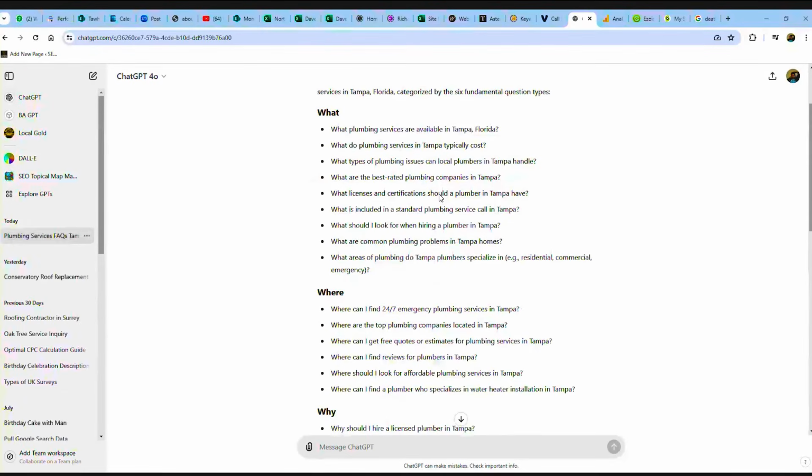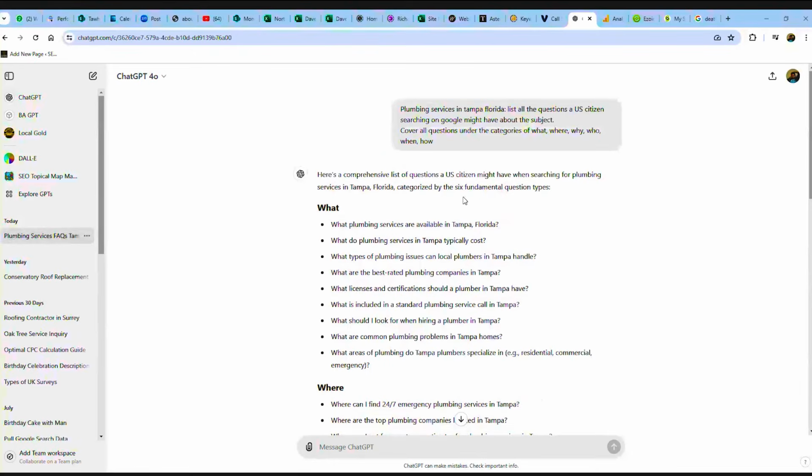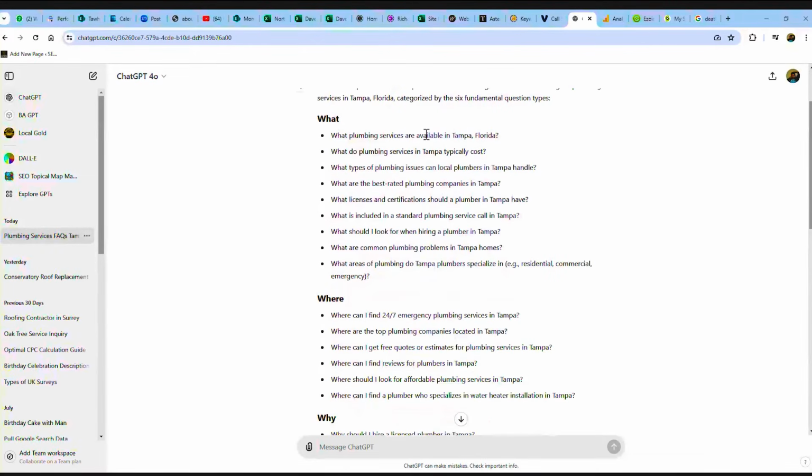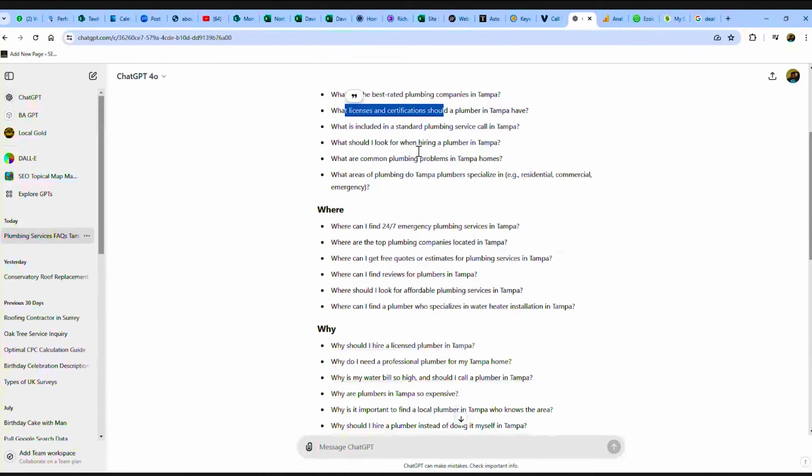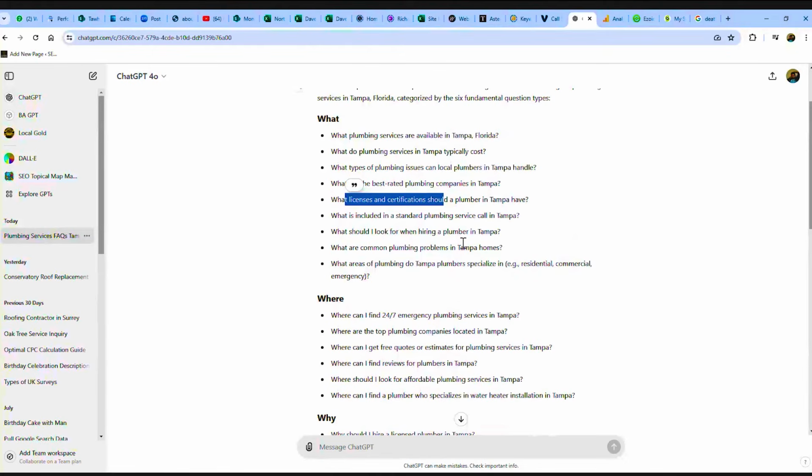There you go. Yeah, we go. Okay. So what plumbing types are available? What do they cost? What types of issues can they handle? What are the best rated? This is interesting when it starts giving you other companies. Licenses and certifications, yep. What's included in standard service? What should I look for? What kind of problem? Okay, so there's a little bit of duplication here.